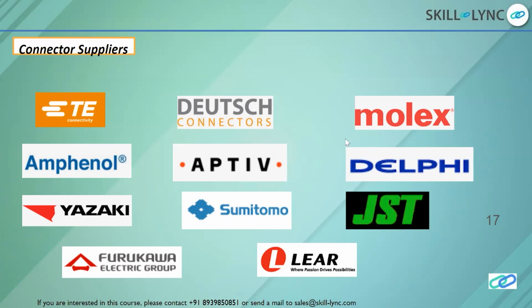Further, we have companies like Molex, Amphenol, Aptiv, Delphi, Yazaki, Sumitomo, JST, Furukawa, and Deere. Some of the companies are available in the Indian market, and some are available in the foreign market. These are some of the active players in the Indian market. If you see the automotive sector, Maruti Suzuki will be using components from Molex or Aptiv. And then other companies like Tata, Mahindra, or any other company will be utilizing these companies for developing the wiring harness components and connectors.